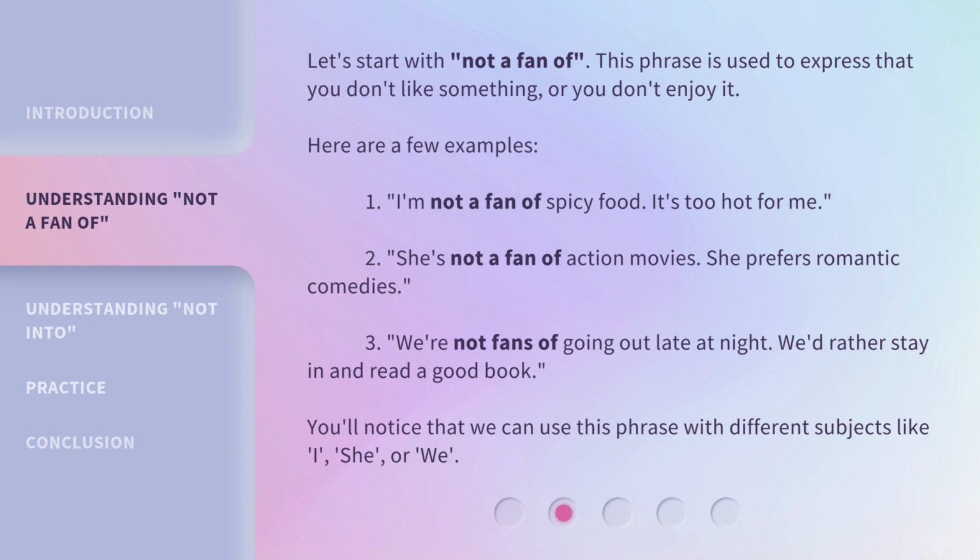2. She's not a fan of action movies. She prefers romantic comedies. 3. We're not fans of going out late at night. We'd rather stay in and read a good book. You'll notice that we can use this phrase with different subjects like I, she, or we.